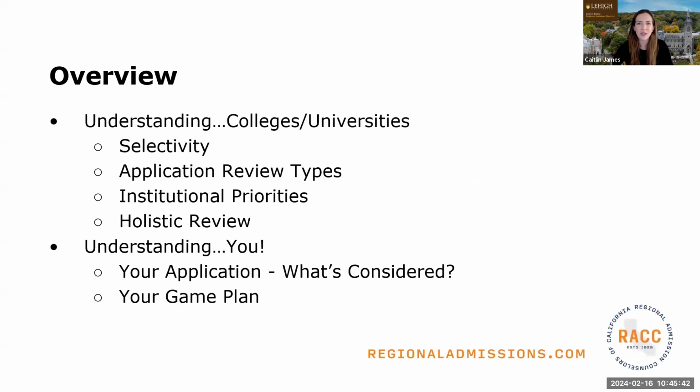So today, as I mentioned, we are going to talk about how college decisions are made. So this is kind of our overview. We'll talk about understanding colleges and universities, their selectivity, application review types and styles, institutional priorities, and the holistic review process. We'll also talk about understanding your application, and thinking about what is considered, as well as your game plan, how you might want to start working on some of the things that you want to put in and make sure that admissions officers know about you when considering your college application.